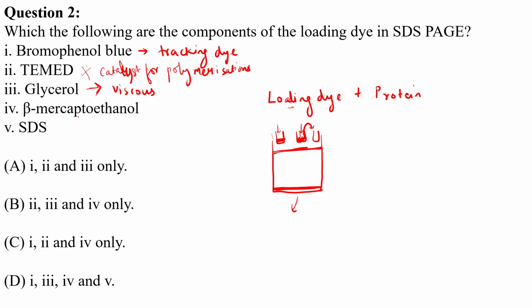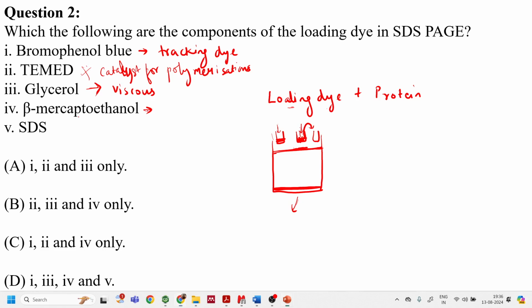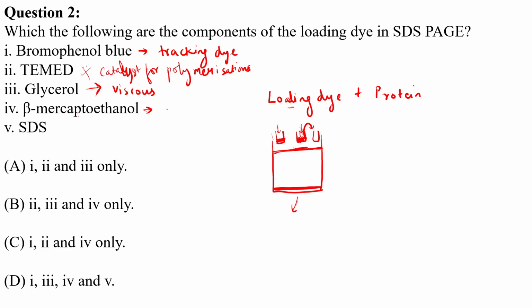Okay, then comes beta mercaptoethanol. Why do we add beta mercaptoethanol? What is beta mercaptoethanol doing? Beta mercaptoethanol basically reduces the disulfide bonds. So any disulfide bond that is present between two cysteine residues or two different subunits, beta mercaptoethanol can reduce this disulfide bond into individual SH. Okay. So what will happen because of beta mercaptoethanol? Our protein will get completely denatured. Beta mercaptoethanol will separate the subunits of the protein by reducing the disulfide bond.